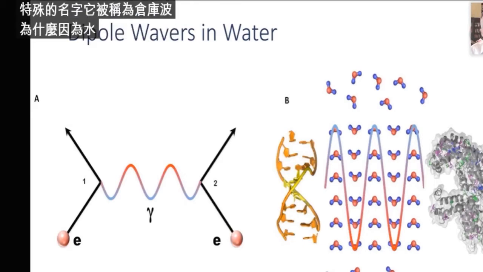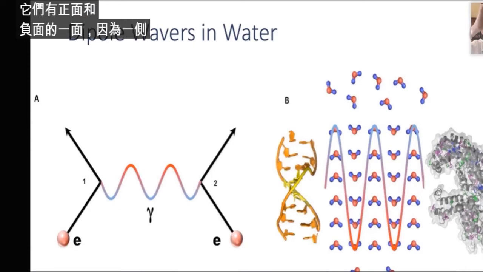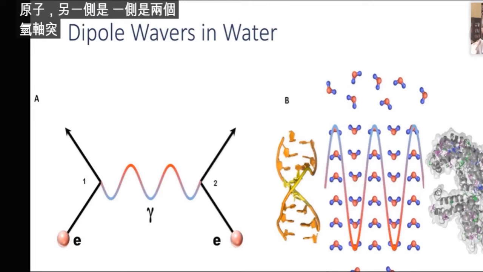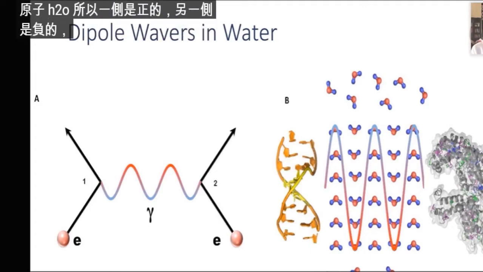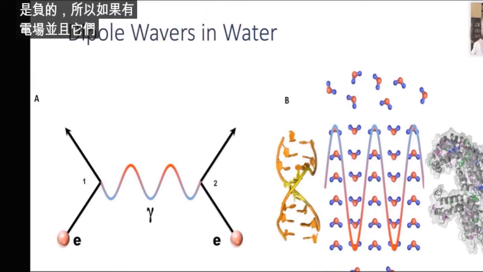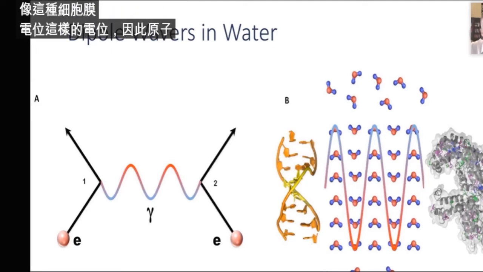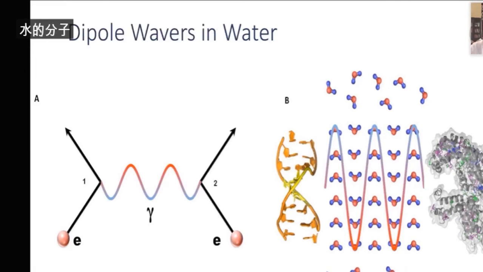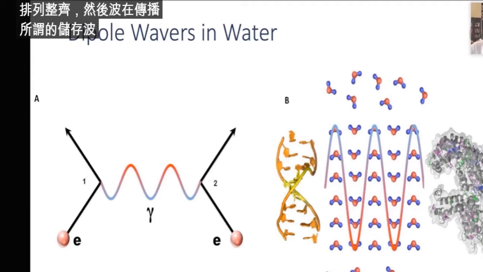Why? Because water consists of small dipoles. They have a positive side and a negative side, because one side is the oxygen atom and the other side is the two hydrogen atoms, H2O. So one side is positive and the other is negative. So if there are electric fields, and they are all over the body because of the potentials, like the cell membrane potentials, therefore is so important. The atoms, the molecules of the water are aligned, and then waves are propagating, so-called dipole waves are propagating through the water.